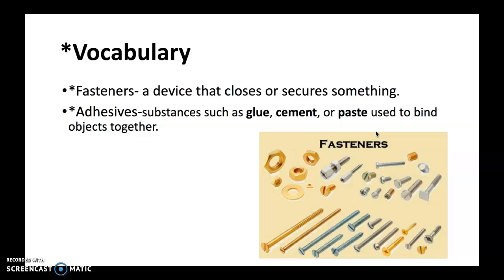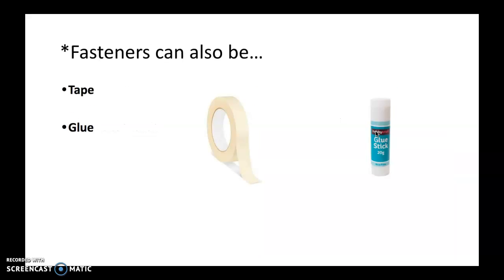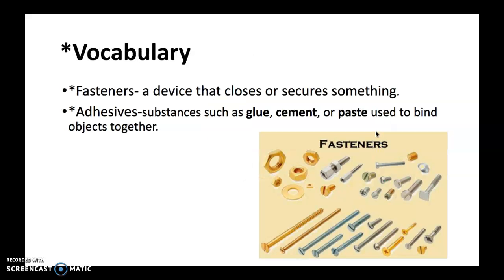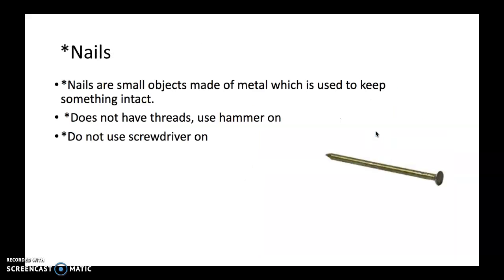All right, so this first bit probably does require some writing down. Fasteners are devices that close or secure something, and adhesives are substances like glue, cement, and paste that are used to bind objects together. So this is part of our engineering unit, so we're thinking about what materials can be used to bring things together or hold things in place. All right, so some examples of fasteners are tape and glue. We would also call those adhesives, right? Because they stick, but they can be called fasteners too.